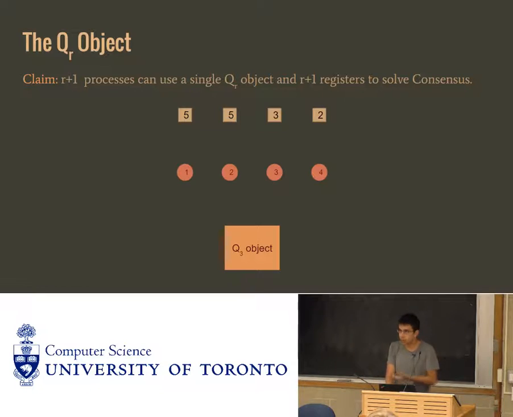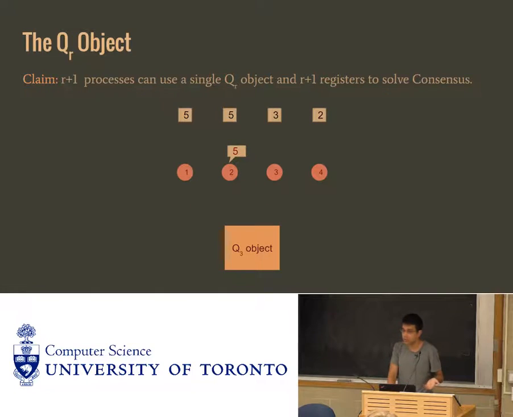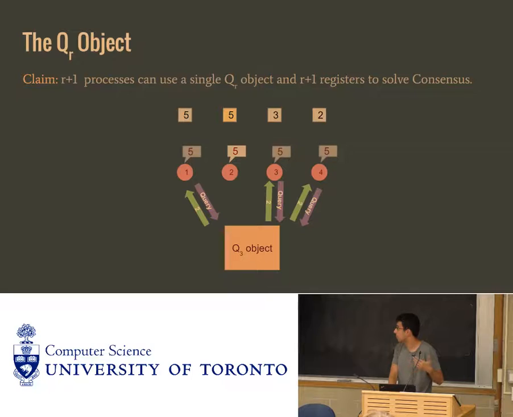How do you do this? Well, you just use the Q3 object. The way it works is you call compete on the Q3 object. One will get a win, the rest will all get a fail. The winner is the elected leader, so it can just decide its value. This is process 2 in this case, deciding a 5. And the rest, you have 3 other processes. What do they do? They just query for the identity of the winner. They read the winner's register for its announced value, and they finally decide that value.